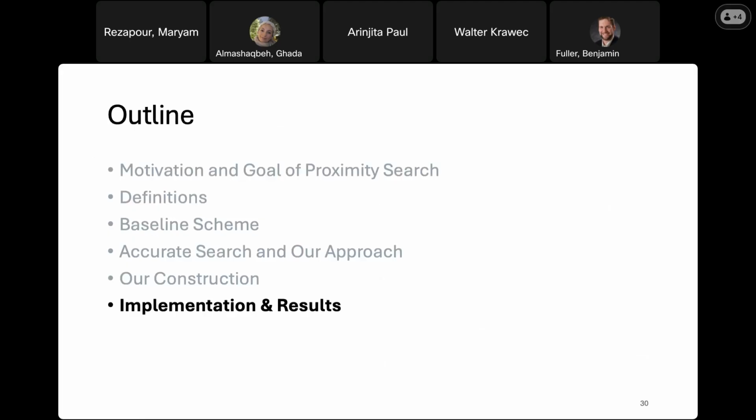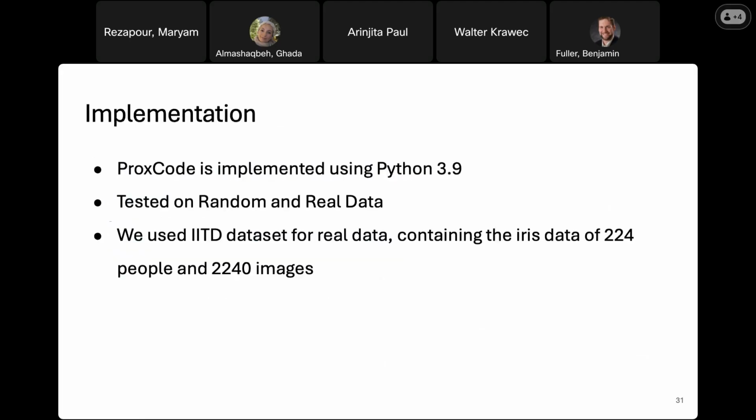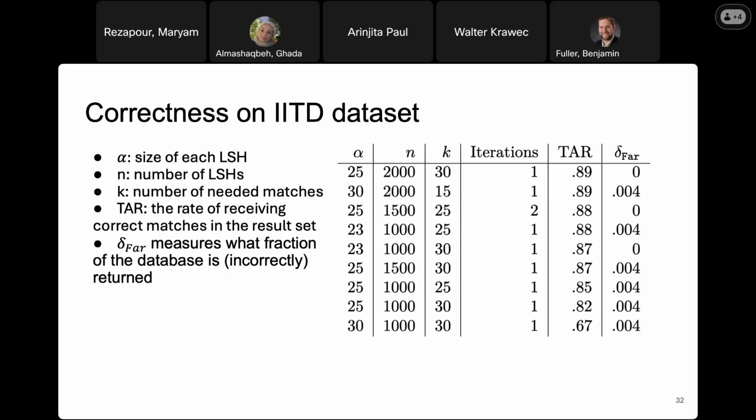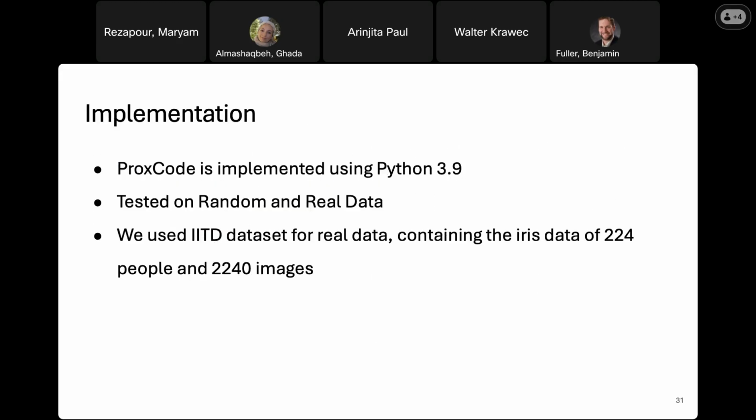Okay, so let's see the results of our implementation. We implemented this construction and tested it on both random and real data. For the real data, we used the IITD dataset, which contains the iris data of 224 people. For random data, we could test on larger datasets, like 10 to the 4 and 10 to the 6.